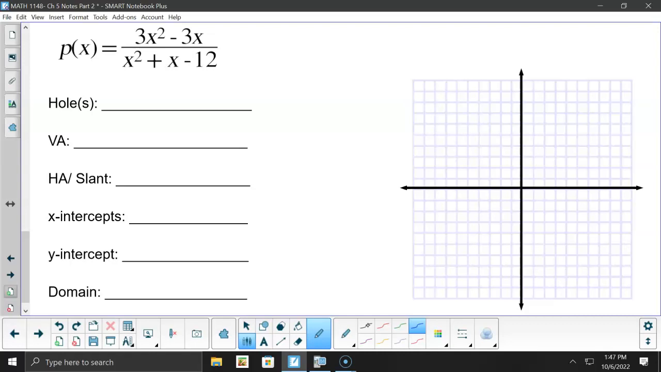All right, we ready? Do you guys want to try this one on your own, or you want to try it with me? Okay, try it on your own. Do this one on your own.